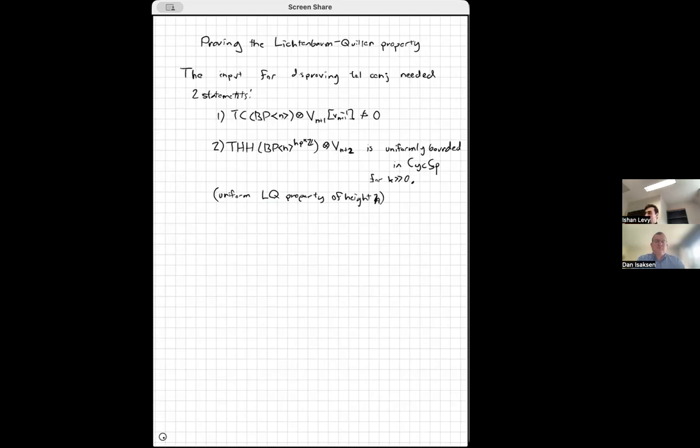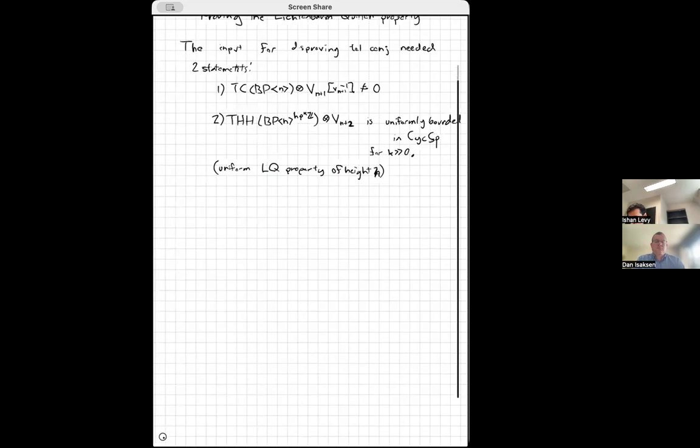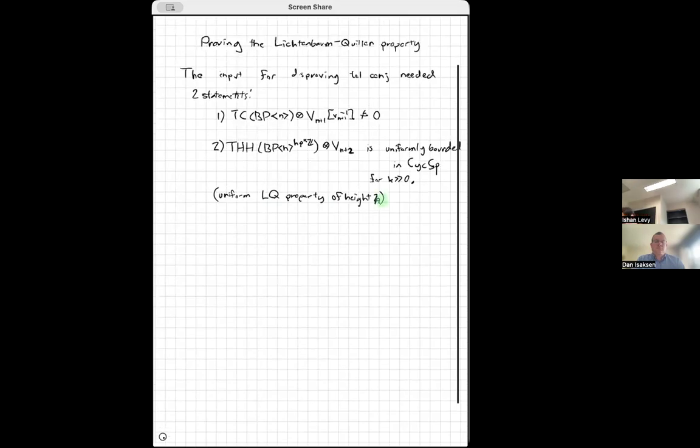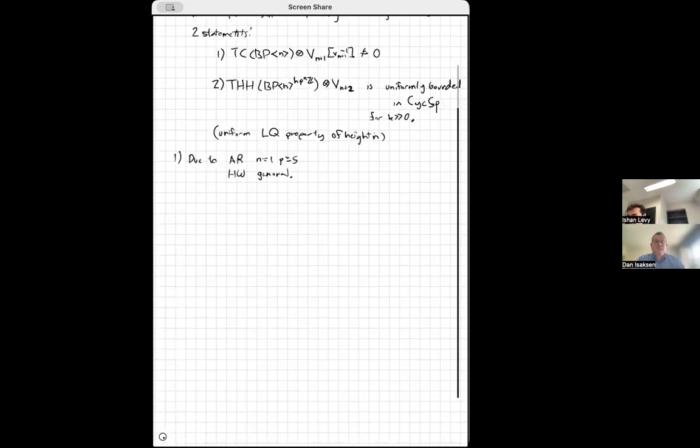So these are the two key facts that I haven't explained the proof of yet, and I'm going to try to get to today. So maybe I'll just say, fact number one is due to Ausoni-Rognes for n equals 1 and p at least 5, and it's due to Hahn and Wilson in general. And I'm really just going to focus on this case.